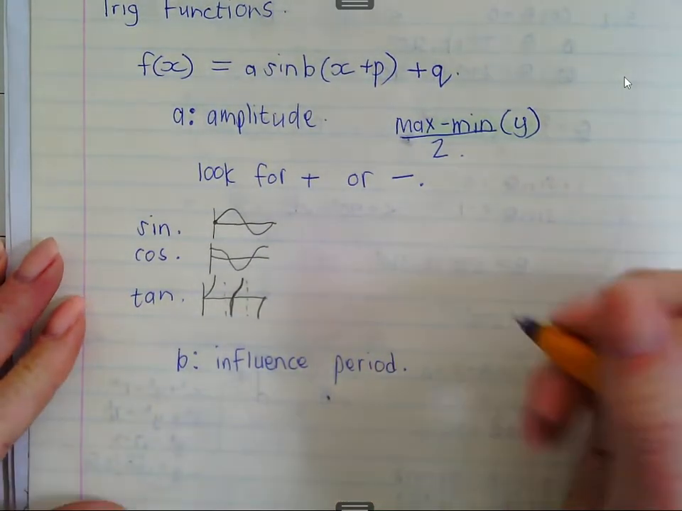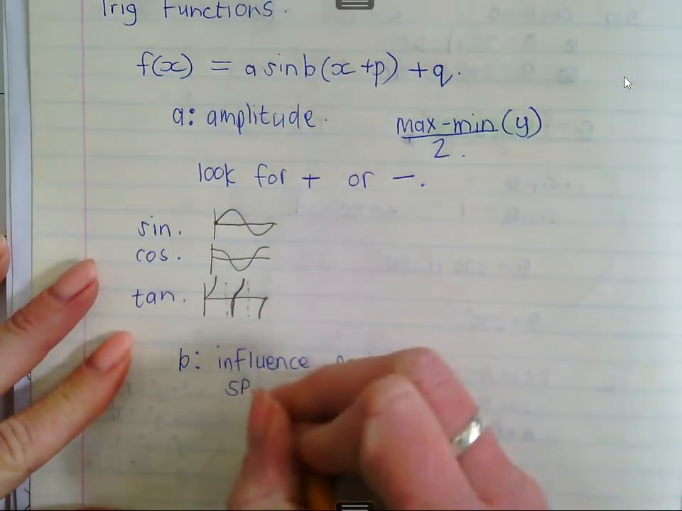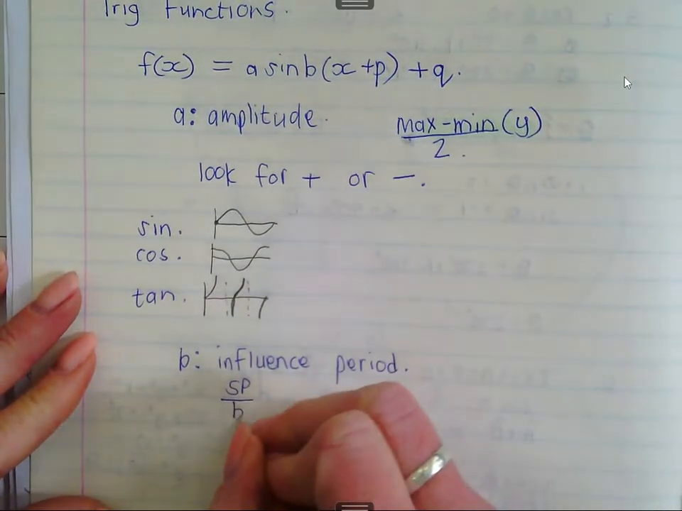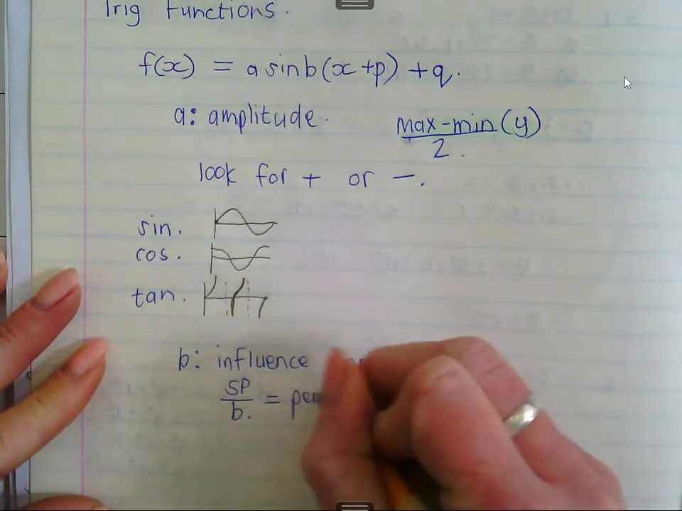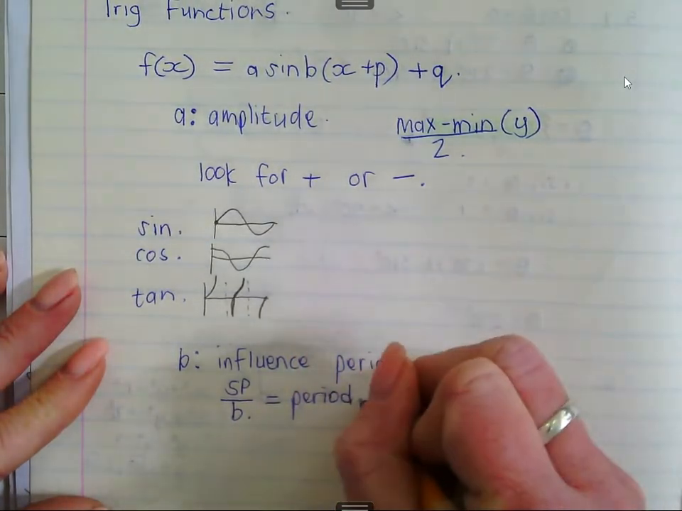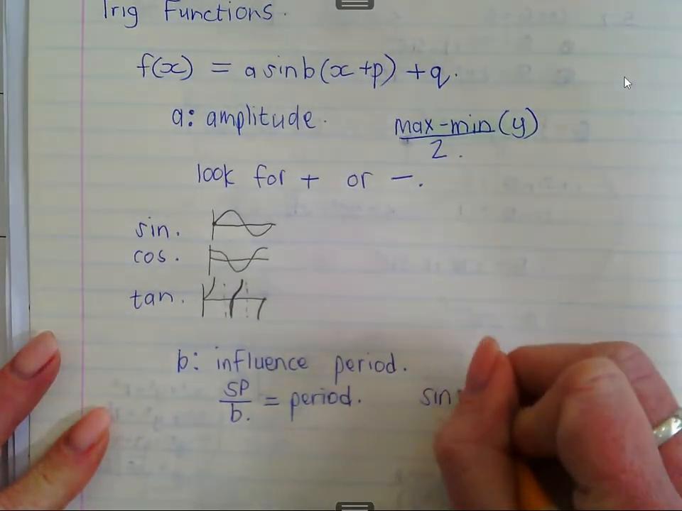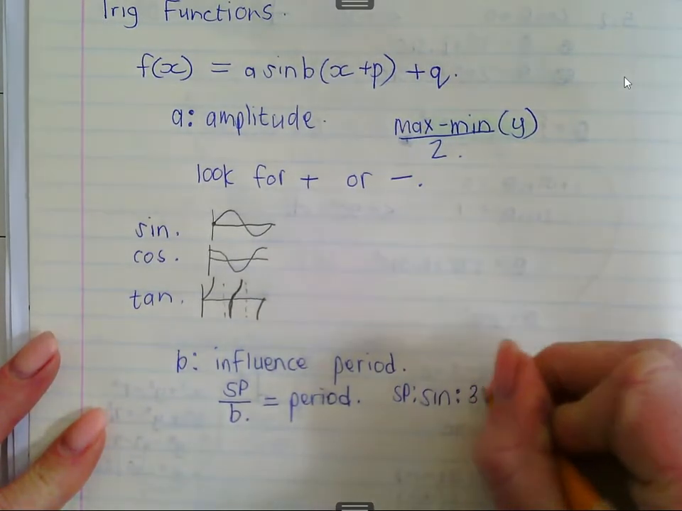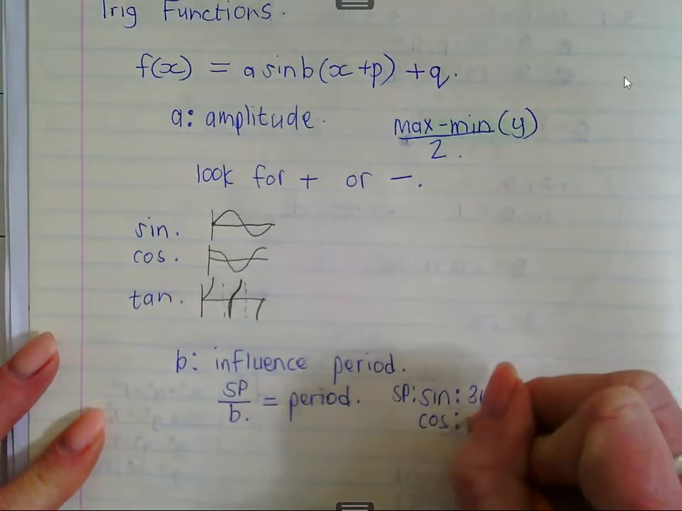To determine the period, you're going to take the standard period of the graph divided by B. That will give you the period of the graph. So what is sin's standard period? 360. And cos? And tan?